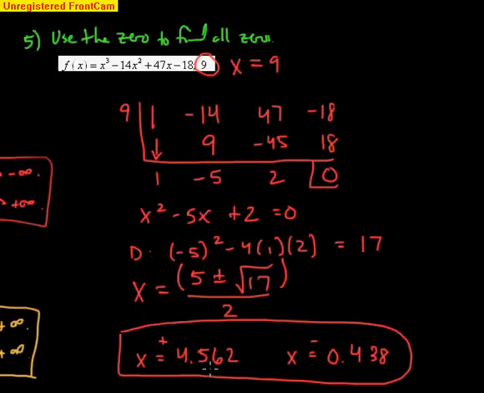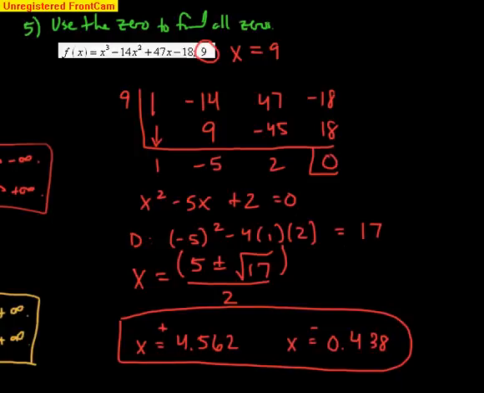So if you were to graph them, these would also be your x-intercepts, where the graph crosses the x-axis. Okay, remember, synthetic division, you want to get it down to a quadratic. When you get it to a quadratic, you have methods of solving: factoring and the quadratic formula.